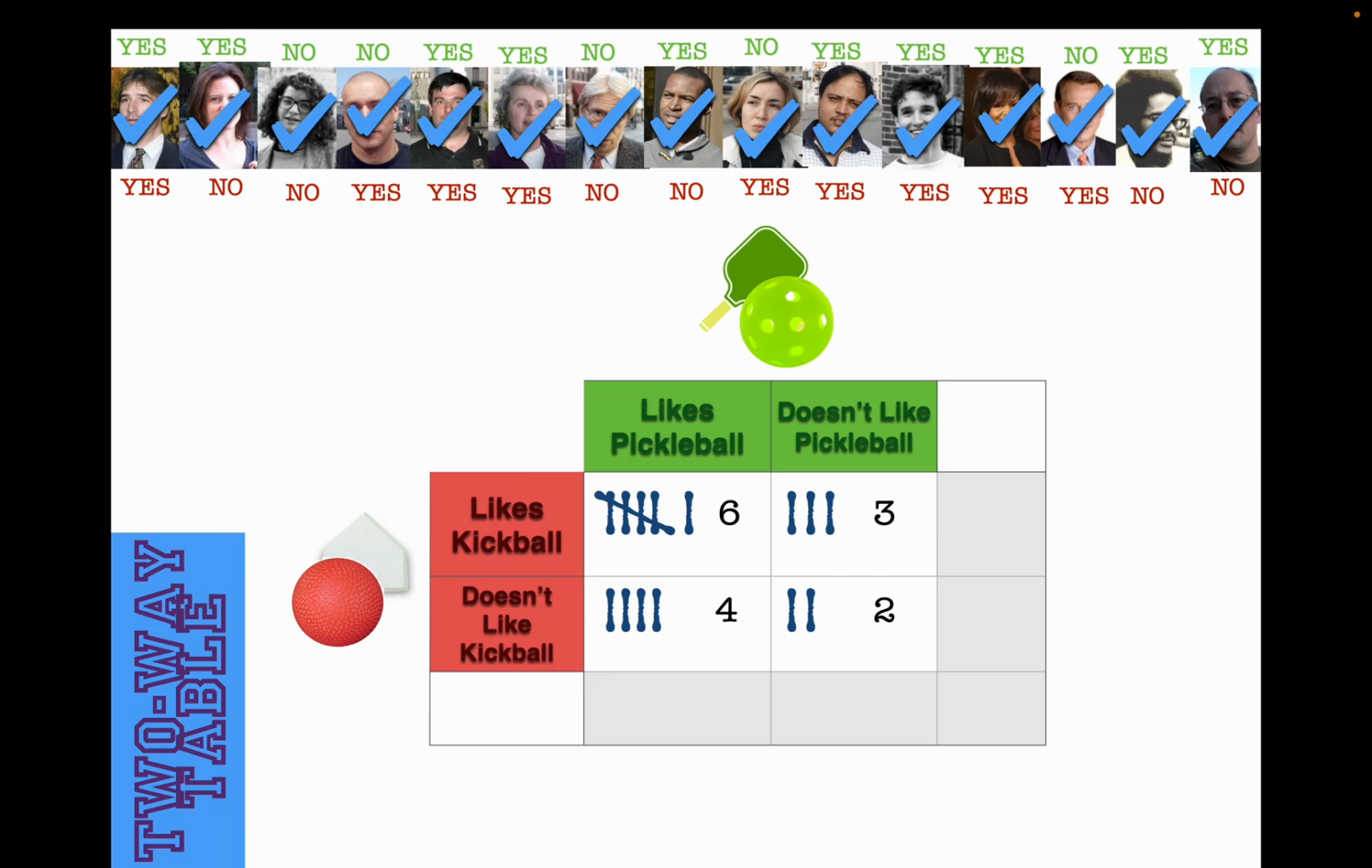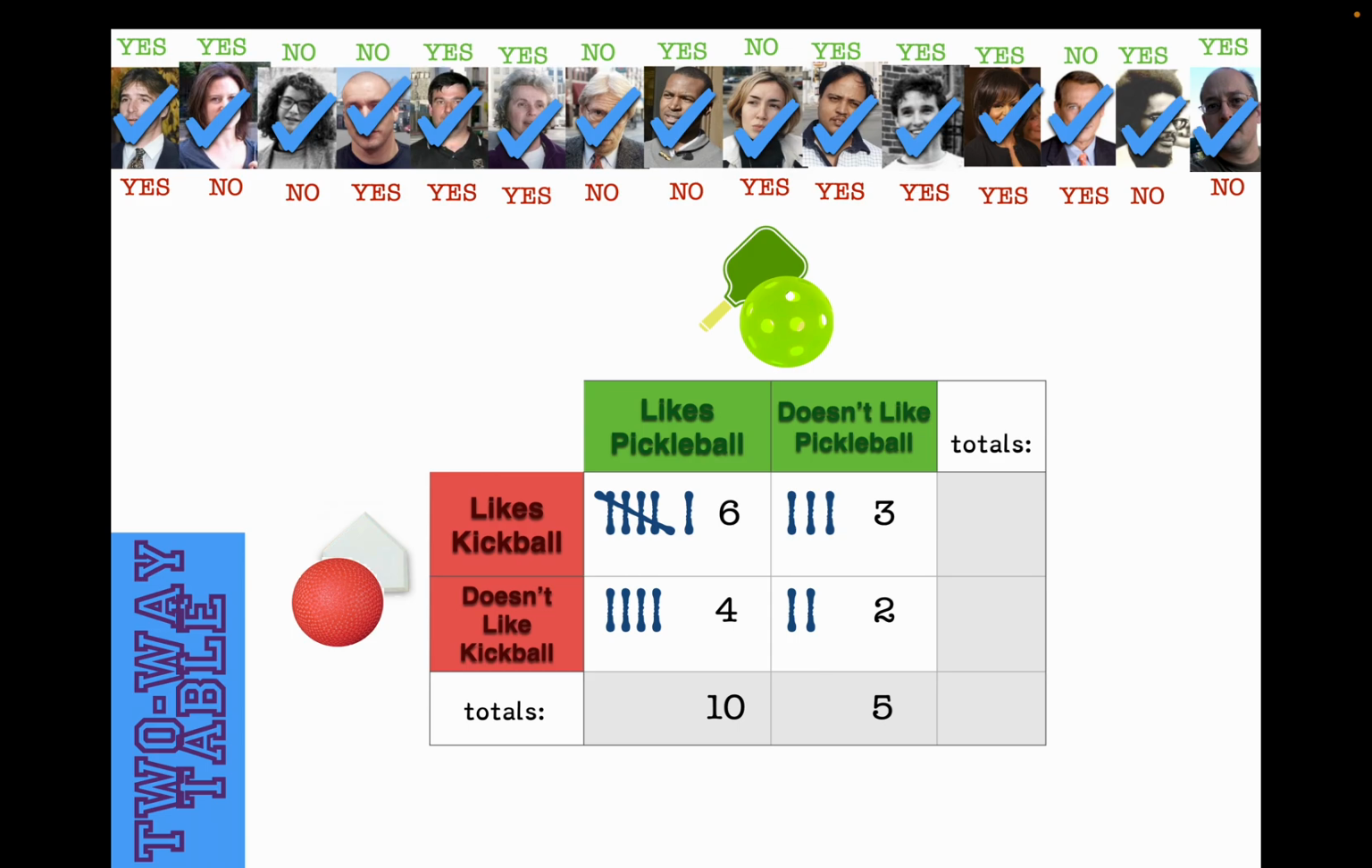So this is what's called a two-way table, and it's just organizing your data in a table instead of in a Venn diagram. You can tell if you did your two-way table right by adding up some totals. For instance, how many total people liked pickleball? 6 plus 4 is 10. How many total people don't like pickleball? 3 plus 2 is 5.